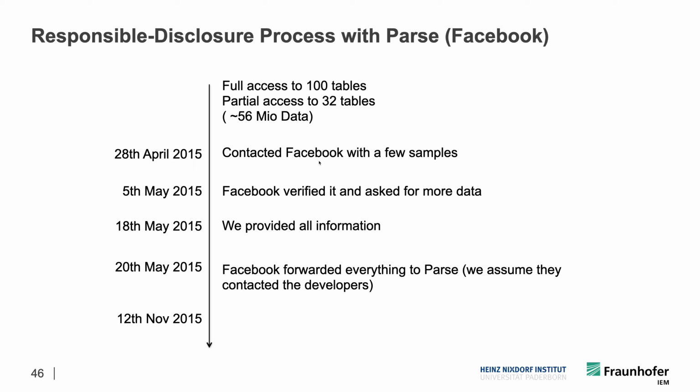So in April, we contacted Facebook with a few samples. They verified it and asked for more data. We provided all the information. And then later, Facebook forwarded everything to Parse. We assume that they contacted the developers. Unfortunately, I have to say, we didn't publish this, but we redid a similar study about a year and a half later, just to see how they actually responded to this, right? So ideally, I would have hoped that they actually would have changed the APIs so that as a programmer, you can't really use these simple static authentication mechanisms anymore.